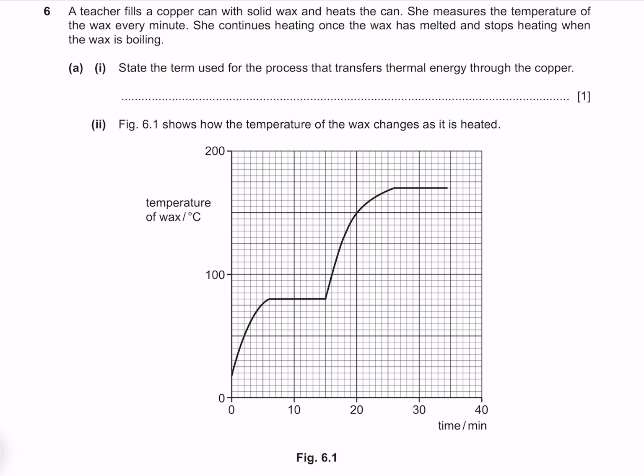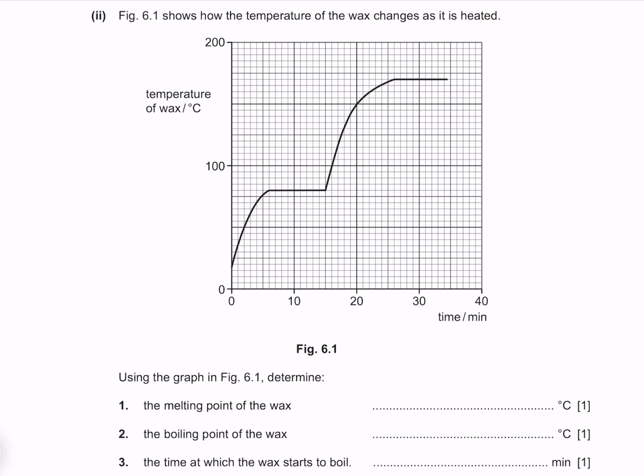A teacher fills a copper can with solid wax and heats the can. She measures the temperature of the wax every minute. She continues heating once the wax has melted and stops heating when the wax is boiling. State the term used for the process that transfers thermal energy through the copper. This is conduction. Figure 6.1 shows how the temperature of the wax changes as it is heated.